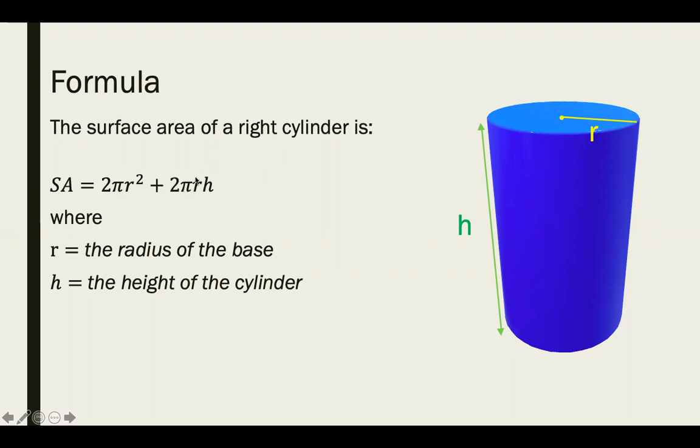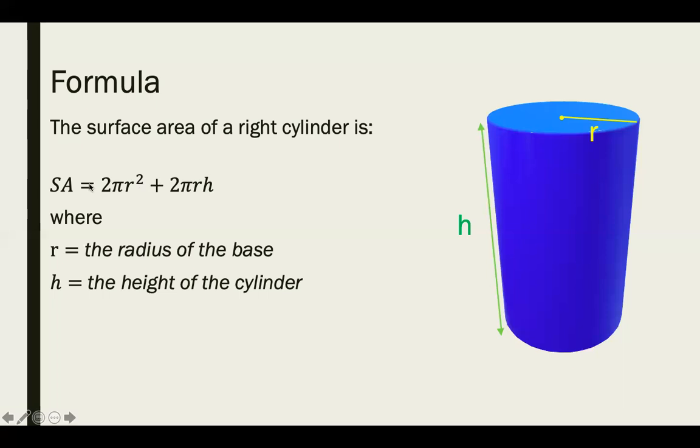And then this other part comes from another formula you're familiar with, circumference. 2 pi r is the circumference, and we're going to multiply that times the height, because if we were to unroll this, we'd basically have a rectangle where one side is the height and the other side is the circumference of the circle. So this is our formula. You don't have to memorize it. It'll be given to you.